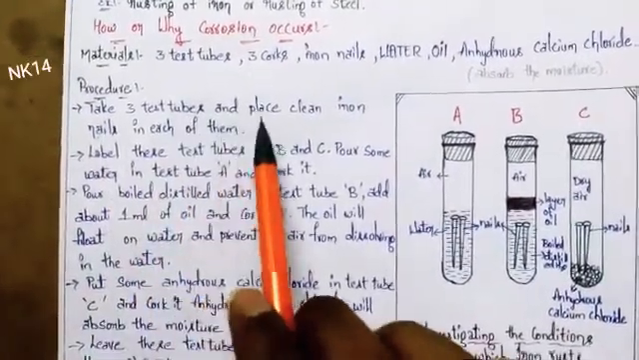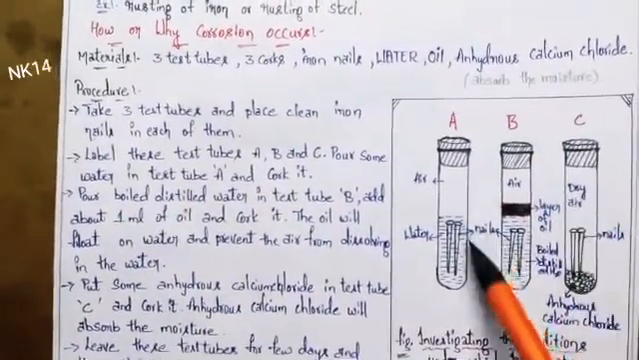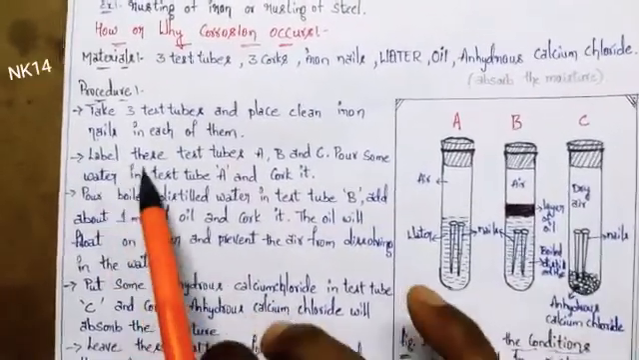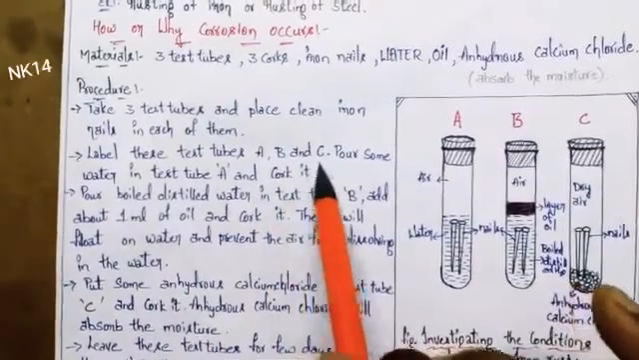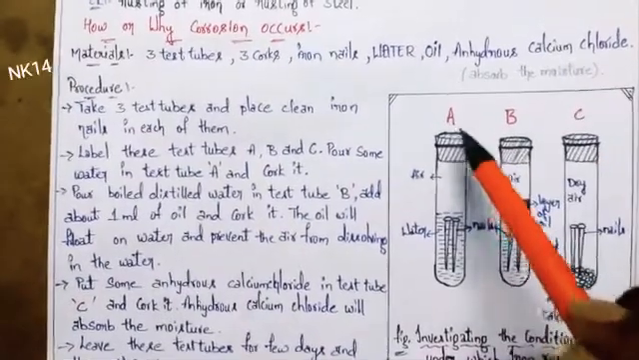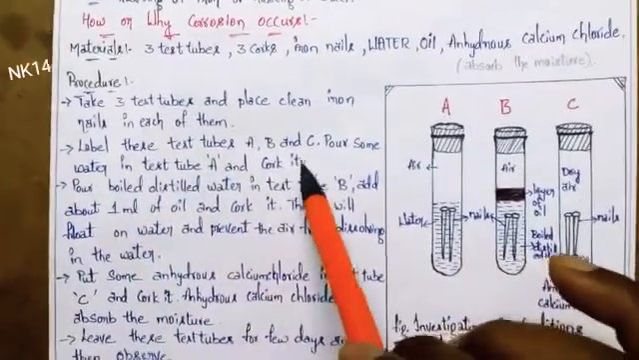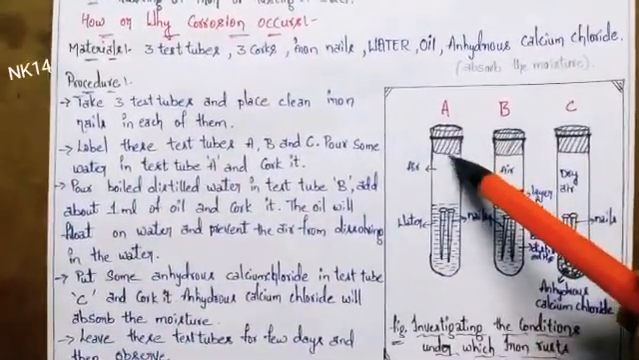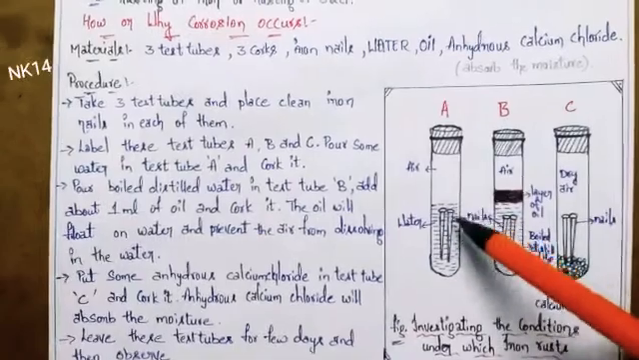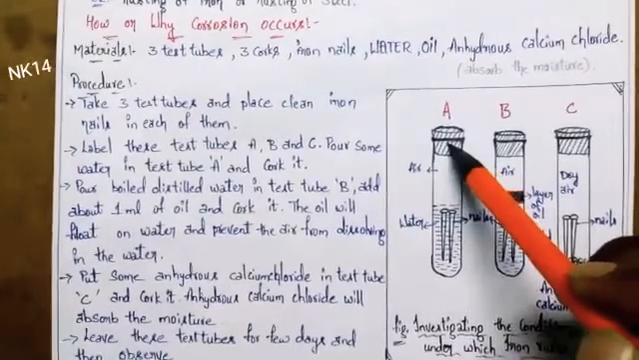Take 3 test tubes and place clean iron nails in each of them. Next, label these test tubes A, B and C, for our easy identification. Next, pour some water in test tube A and cork it. After placing the iron nails, we have already done that, we pour some water in the test tube and then close it with a rubber cork.